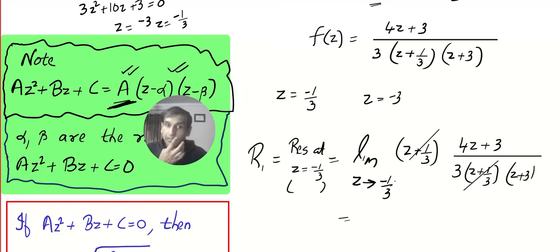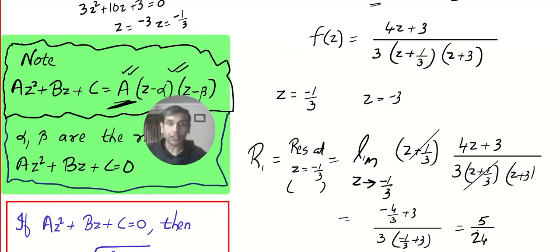Now I'll plug in the value minus 1 by 3, minus 4 by 3 plus 3 divided by 3 multiplied by minus 1 by 3 plus 3. Use a calculator or otherwise. I got the value of 5 by 24.